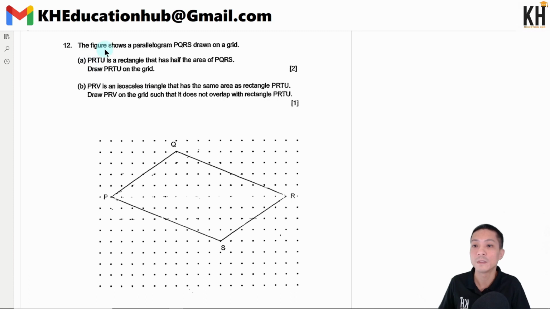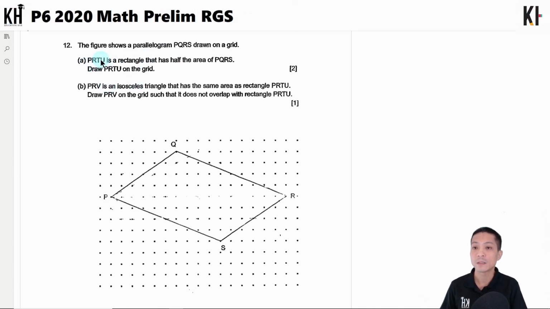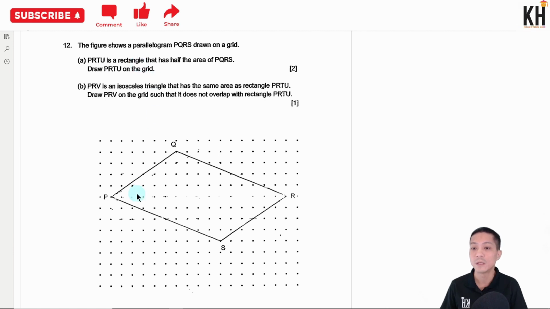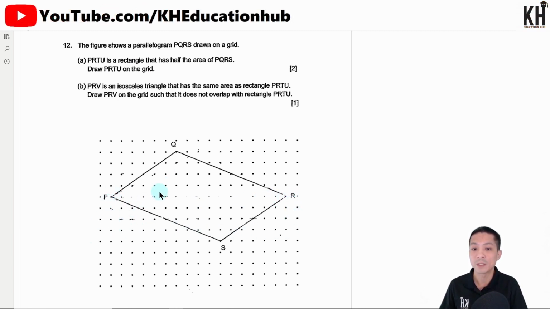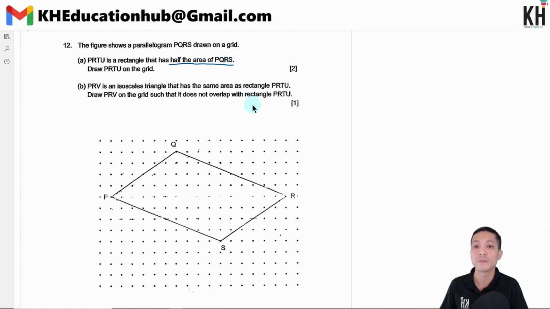Question 12. The figure below shows a parallelogram PQRS drawn on the grid. PRTU is a rectangle that has half the area of PQRS. Draw PRTU on the grid. So PRTU will be something like this. That's a rough sketch. But now let us find out what half the area of PQRS is first.